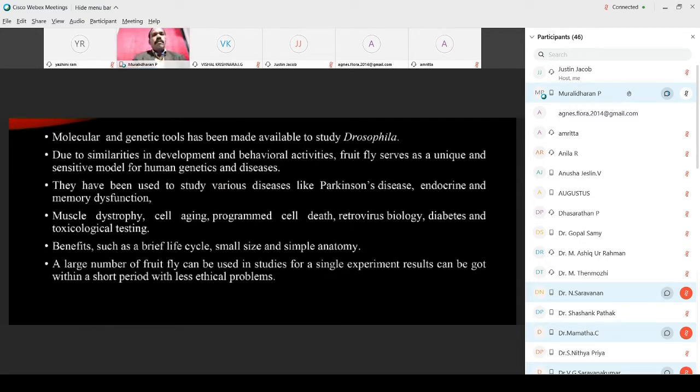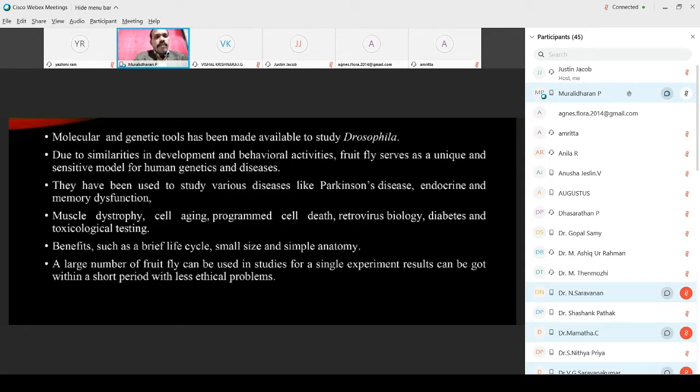Molecular and genetic tools have been made available to study this Drosophila, and due to similarities in developmental and behavioral activities, this fruit fly serves as a unique sensitive model for human genetics and diseases involved. They have been used to study various diseases like Parkinson's disease, endocrine and memory dysfunctions, and muscle dystrophy. Cell aging, programmed cell death, retrovirus biology, diabetes, and other toxicological testing can be done. And the benefits, such as a very short life cycle, small size, and simple anatomy, make this Drosophila a well-known tool for drug discovery.